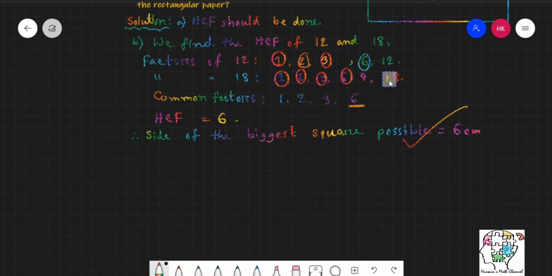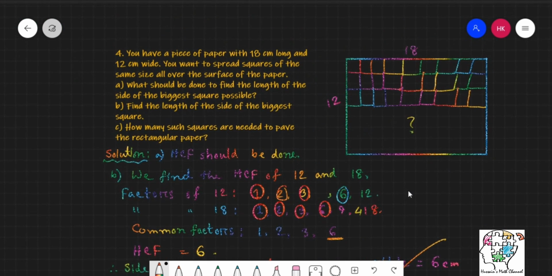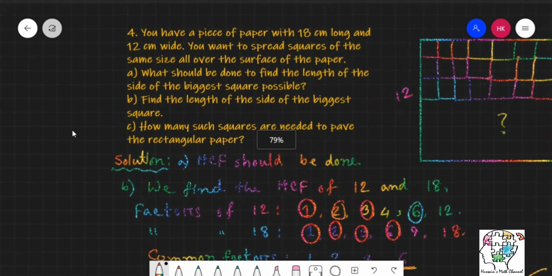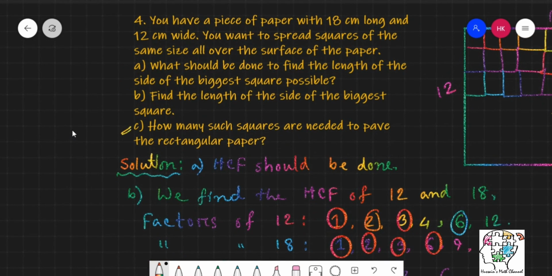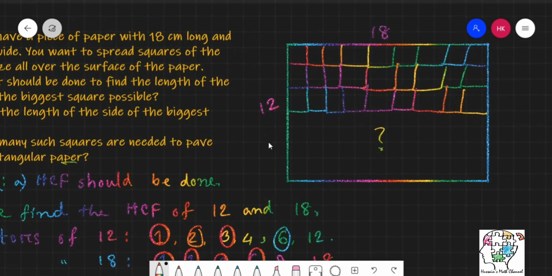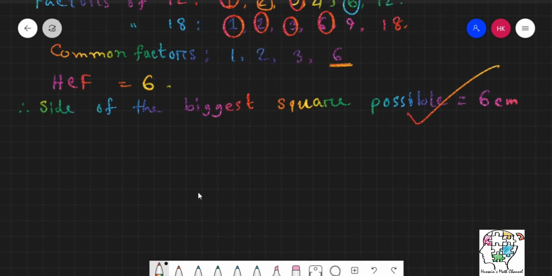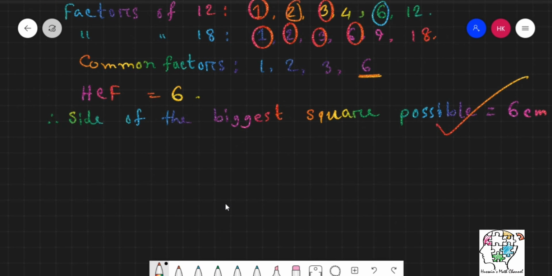Our next question is question number C. Question number C asks how many squares are needed to pave the rectangular paper. That means if you see this figure, so how many squares do we need to cover all the rectangle? How many smaller squares do we need to cover the rectangle? It is very easy. At first we have to find the area of the square, and then we have to find the area of the rectangle.